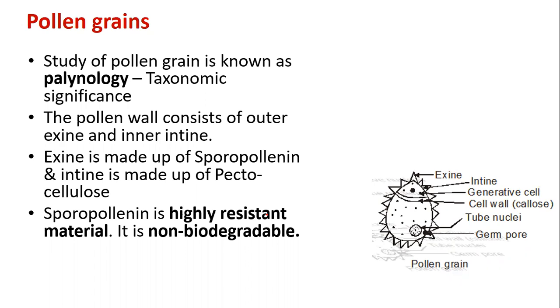Sir, tell me, what is vegetative nucleus and generative nucleus, sir? There are two types of cells that are formed. And these two cells, we call them vegetative and generative cells, right? Okay, sir.